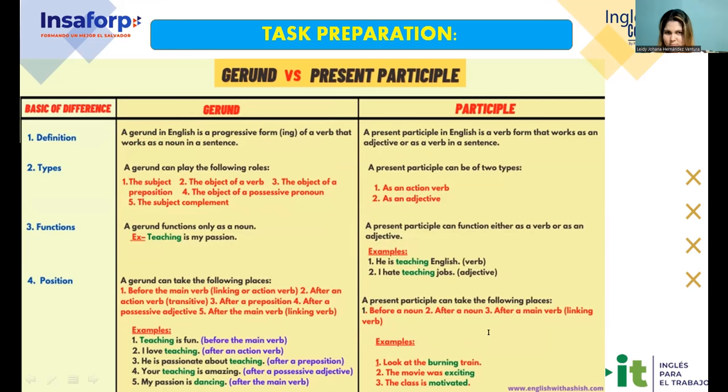The movie was exciting. La película estaba. What? Repítame lo que dije, pues. Lady? No, I think she was doing something else.